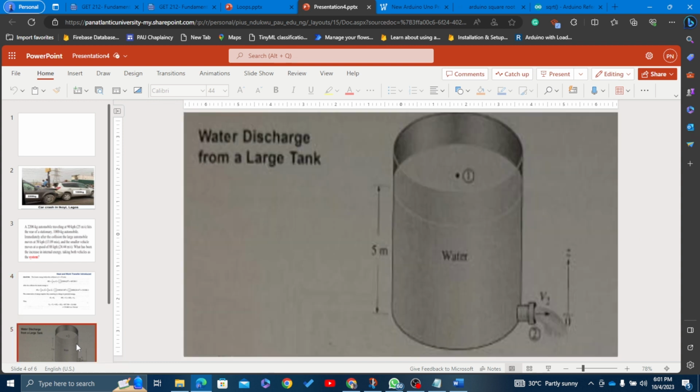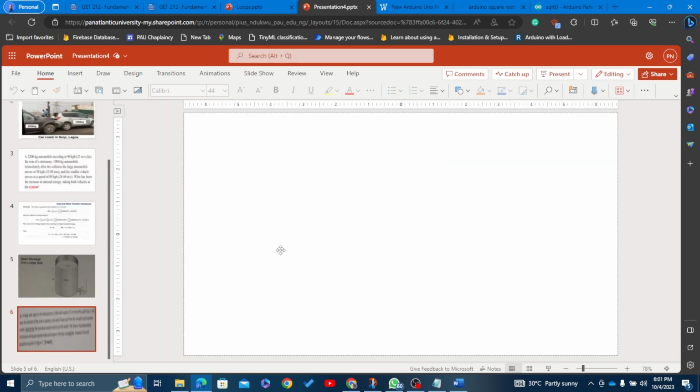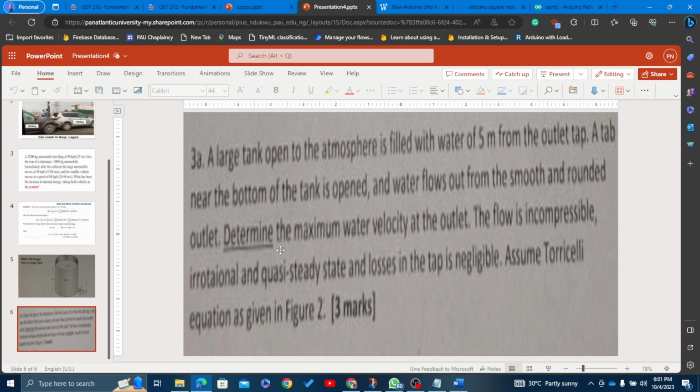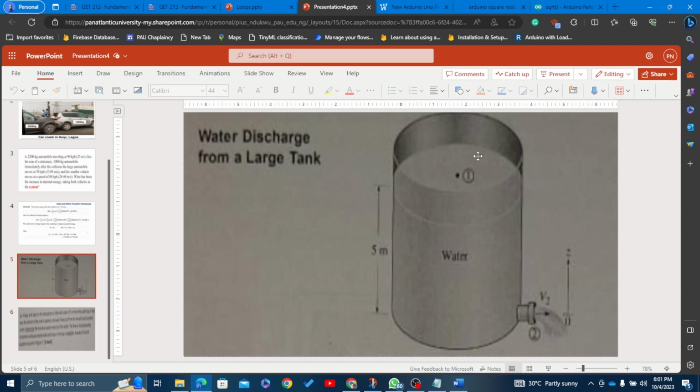Okay, water discharge from a large tank. Let's look at the question. A large tank open to the atmosphere is filled with water to 5 meters above an outlet tap. A tap near the bottom of the tank is opened and water flows out from the small channel outlet. Determine the water velocity at the outlet. The flow is incompressible, and so on. Assume Torricelli's equation as given in figure 2, which is this here.